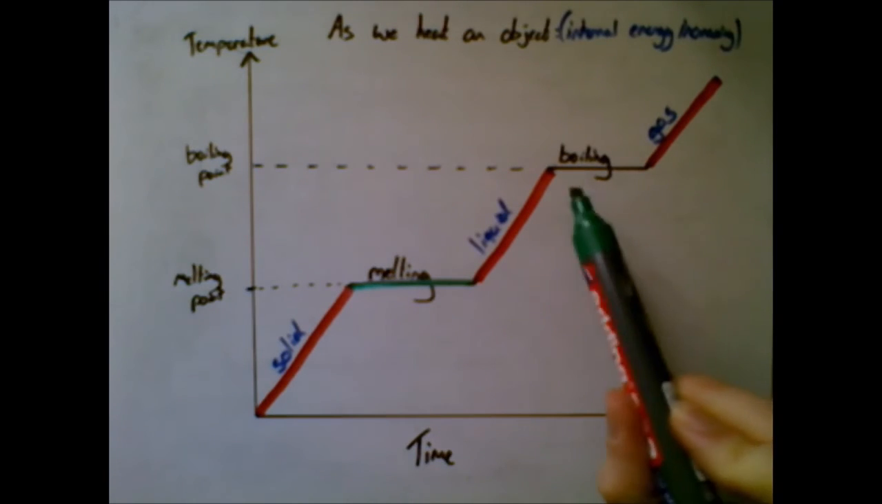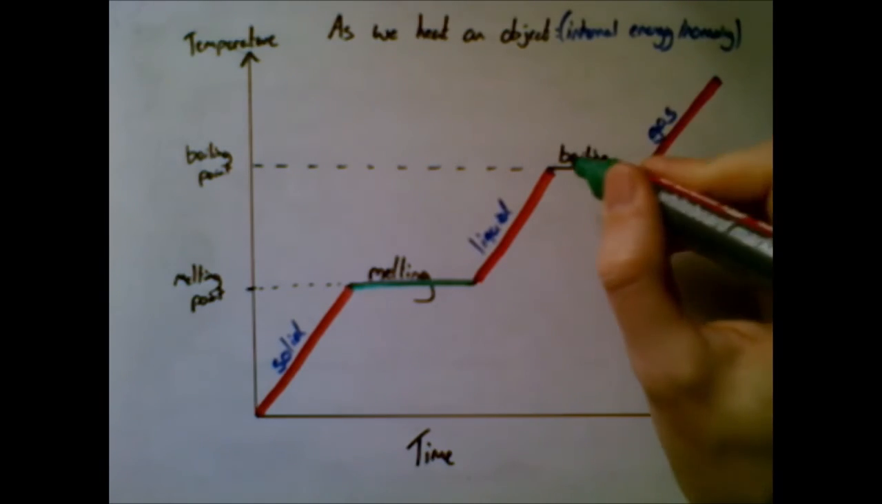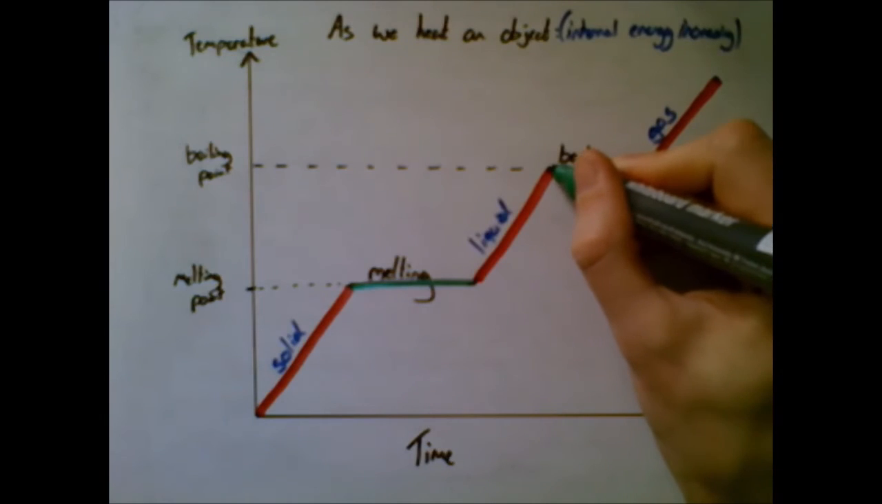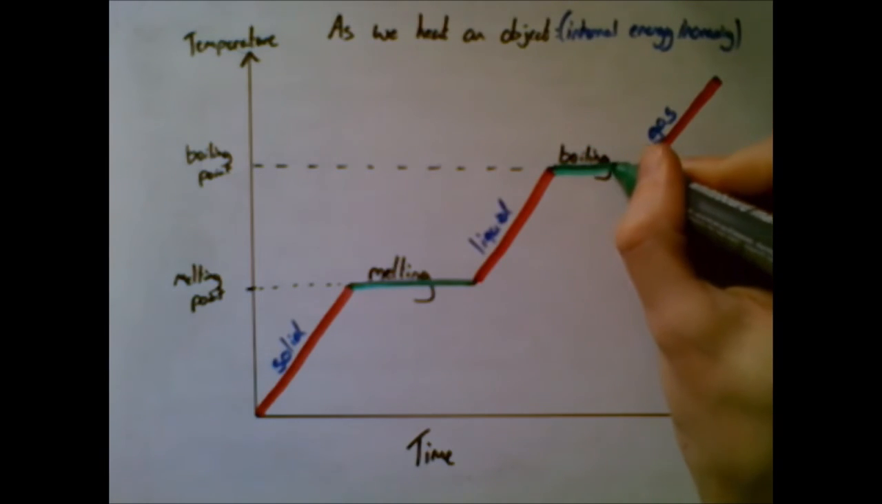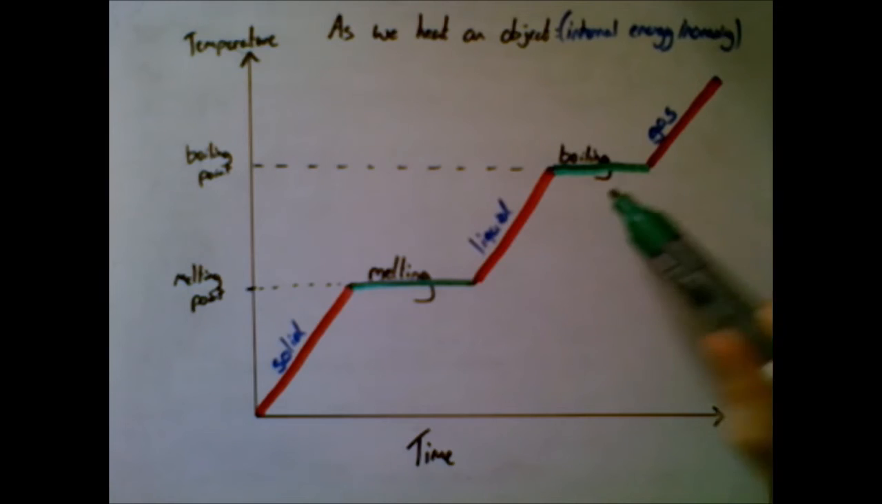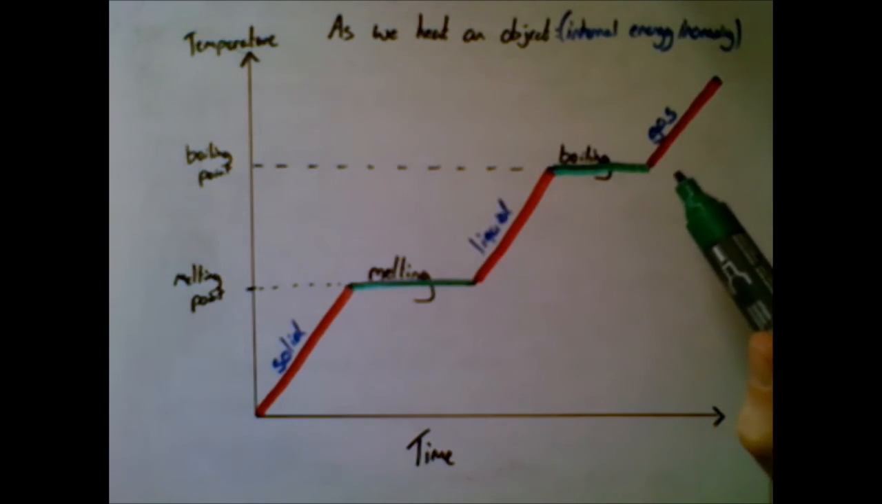And at this point, at its boiling point, we actually use that energy that we're putting in to break the bonds, or rather, they're very, very weak, the bonds in a gas. And again, once all of our liquid has turned into a gas, then the kinetic energy of those particles starts to increase again.